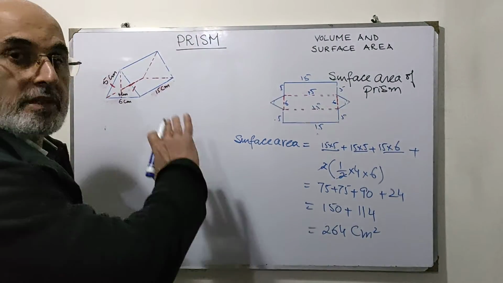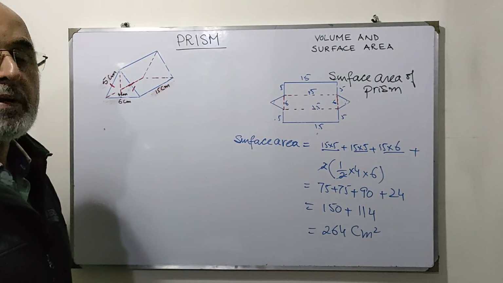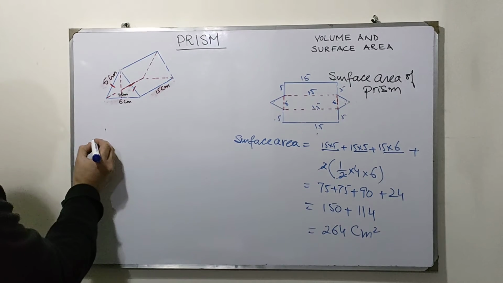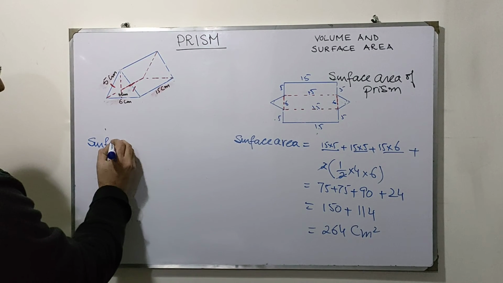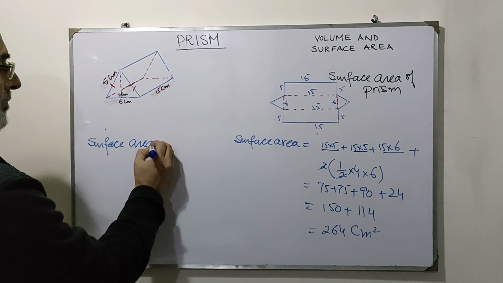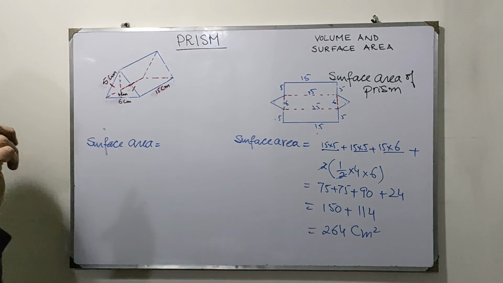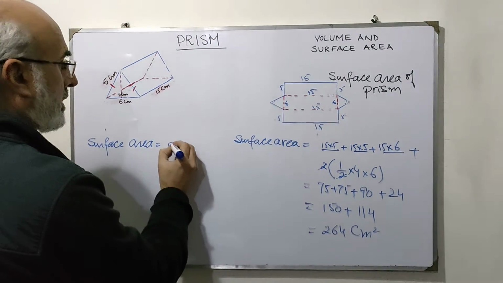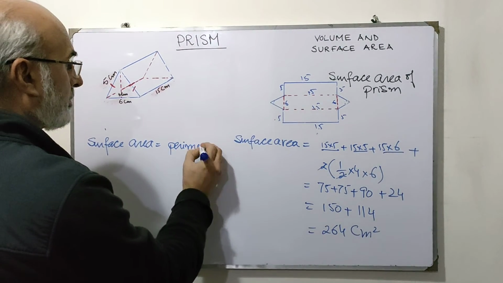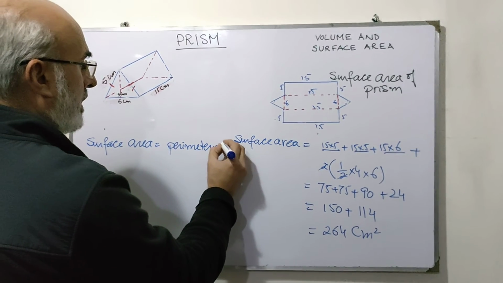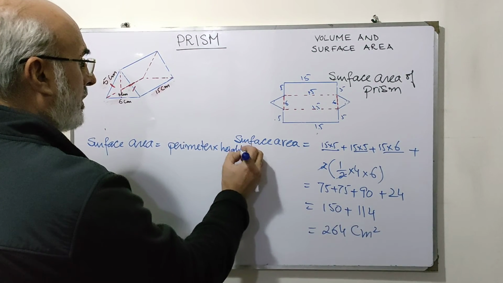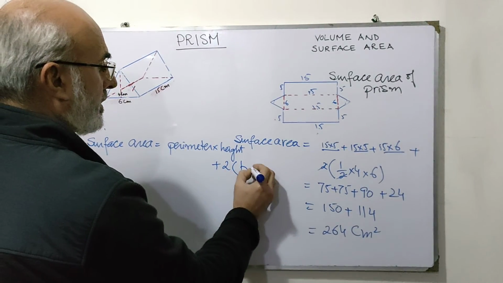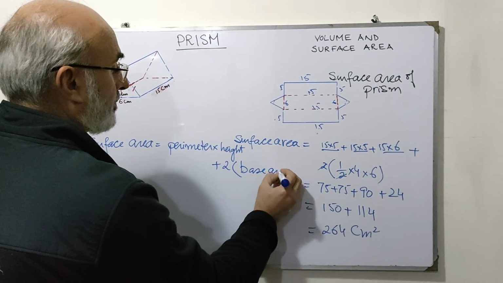So I have calculated it by unfolding it. Now there is another way of calculating the same thing. Surface area is equal to, now I was talking about the perimeter, so perimeter into height plus 2 into base area. There are two bases.